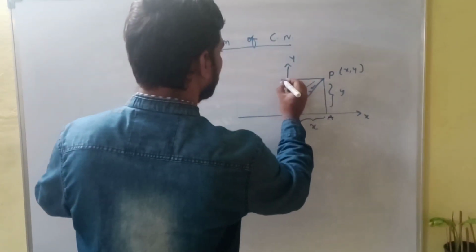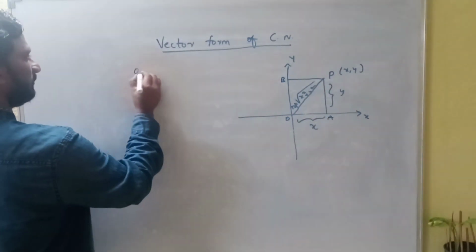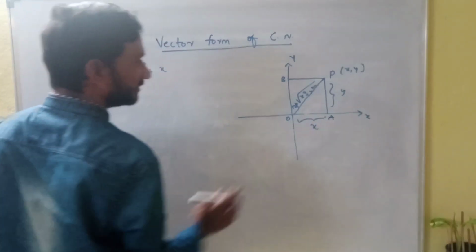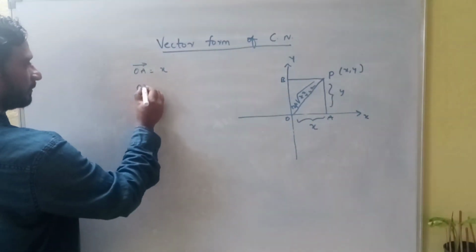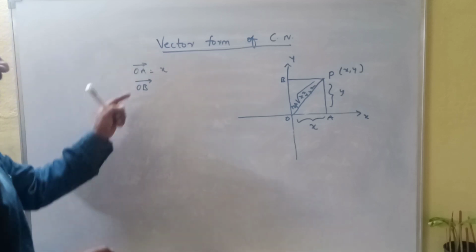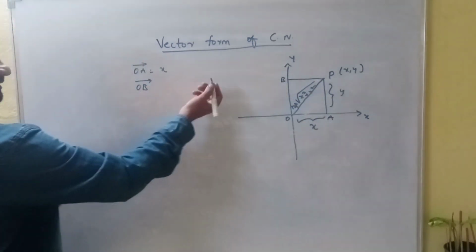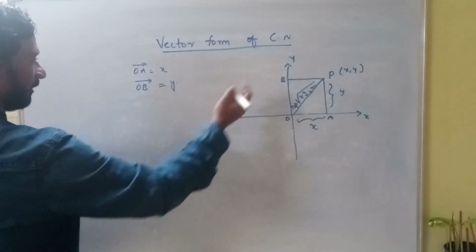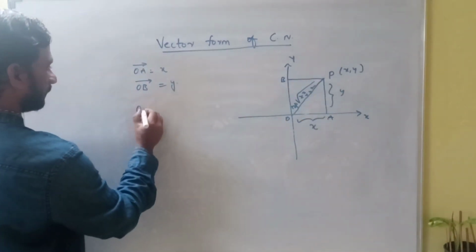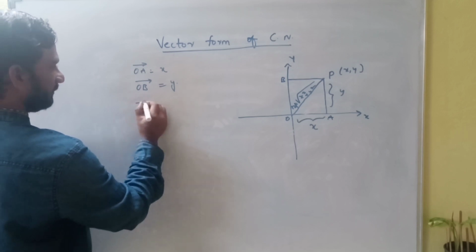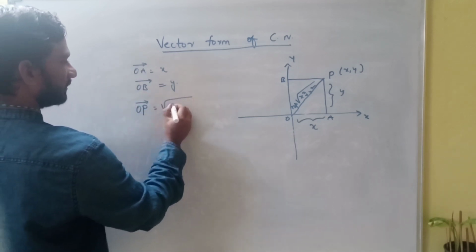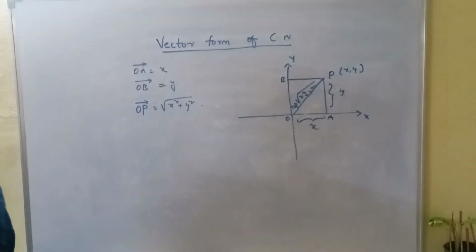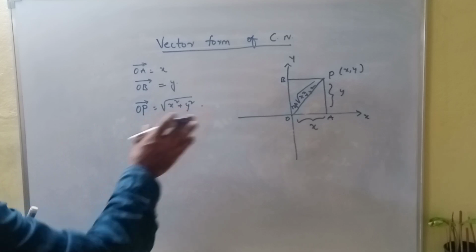Vector form means OP is... I am taking this point as A, this as B. OA is equal to x. OA has the positive x direction, and OB... a vector has direction, so this represents the direction of the vector. This OB is equal to y. And now the resultant will be OP. OP is equal to under root x square plus y square. So this is how we represent complex numbers in vector form.